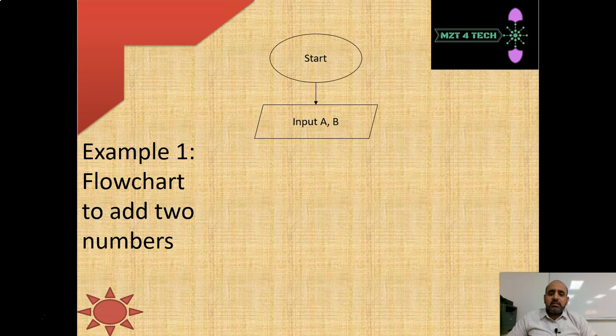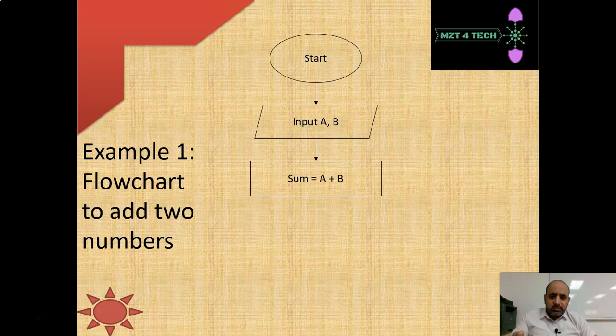Now the next is, since I need to add two numbers, definitely I will be needing input. So the symbol which I will be using for that purpose is a parallelogram shaped symbol. I'm going to use this symbol for the first time, so this time it will be called an input symbol, like input A and B. Suppose these are two numbers, then again the flow line, then the next is the process symbol which will do some calculations.